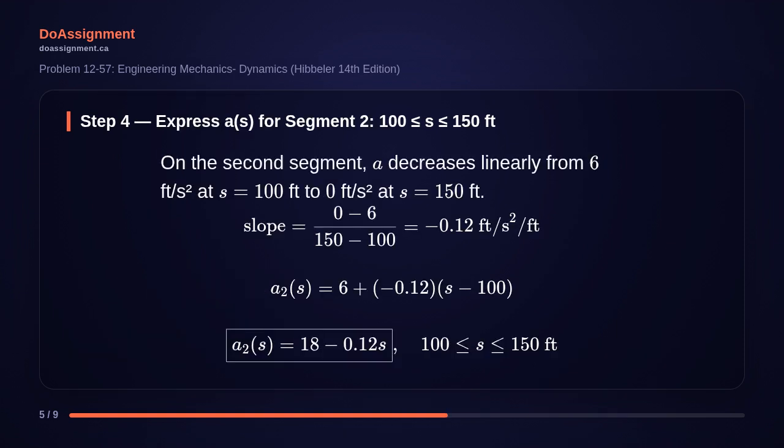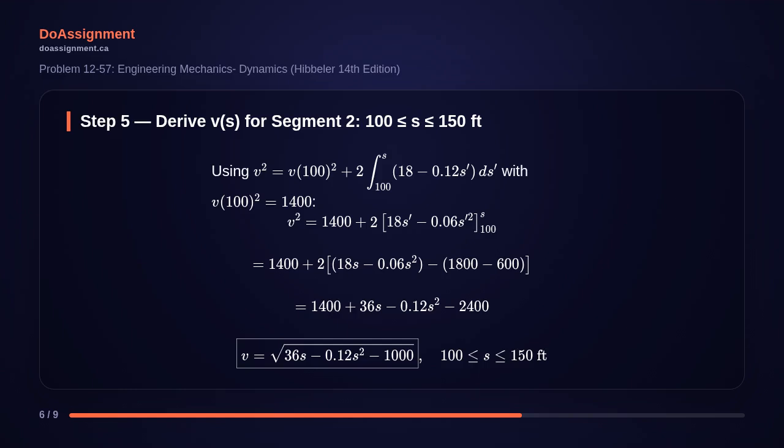On the second segment from s equals 100 to 150 feet, acceleration drops from 6 to 0 feet per second squared. The slope is negative 0.12, giving a sub 2 of s equals 18 minus 0.12s. For the second segment, we start from v squared equals 1400 at s equals 100, then add twice the integral of a sub 2. Expanding and simplifying gives v squared equals 36s minus 0.12s squared minus 1000.